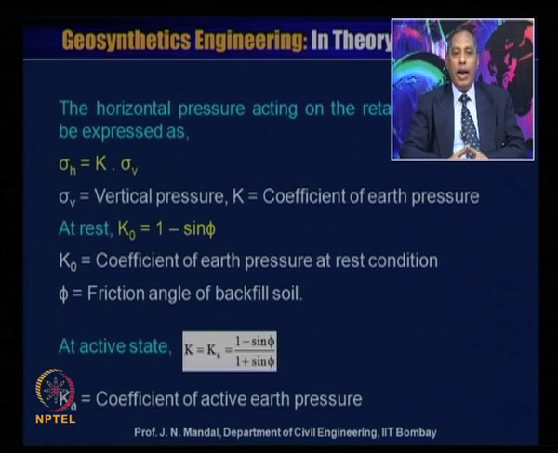As you know, at rest, k0 is equal to 1 minus sin phi as per Jaky, where k0 is the coefficient of earth pressure at rest condition and phi is the friction angle of backfill soil. At active state, Ka is equal to 1 minus sin phi divided by 1 plus sin phi, where Ka is the coefficient of active earth pressure.